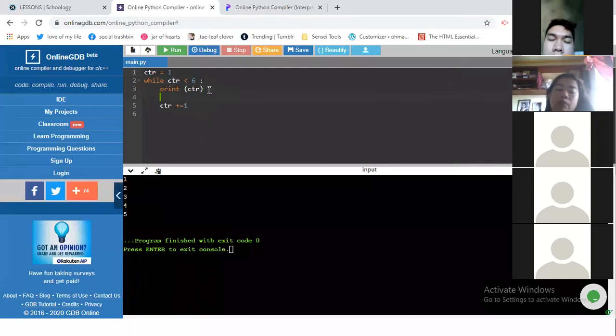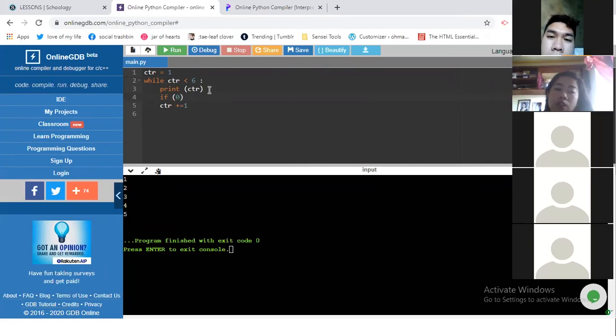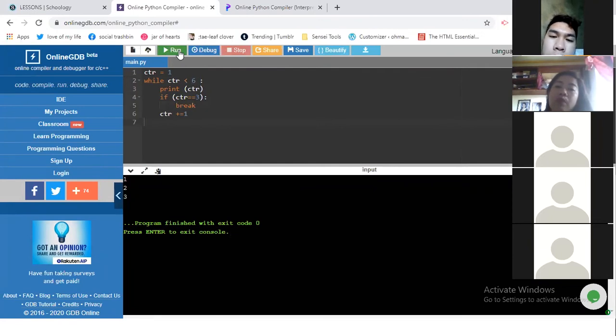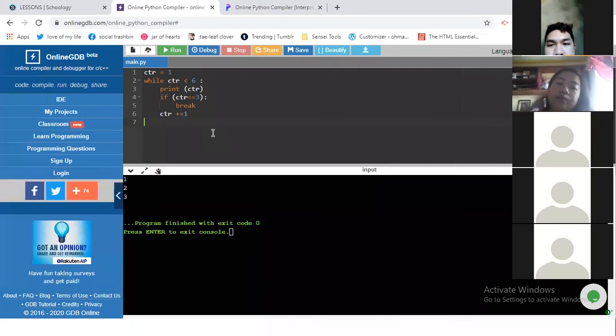Pero nung gumamit tayo ng break, so sa break, your format is if, and the condition, counter equals 3. Gusto niya, pagka umabot siya ng 3, stop na yung looping niya. And then break. What will be the output? Nag-stop siya. Hindi niya tinapos yung hanggang 6. Kahit true pa siya, na-override yun nung condition natin na if counter equals 3, break. Gets? Yes, ma'am. Okay.